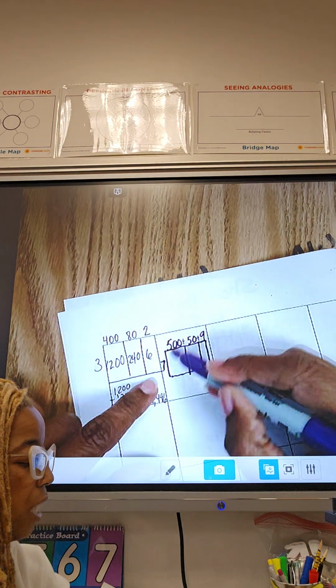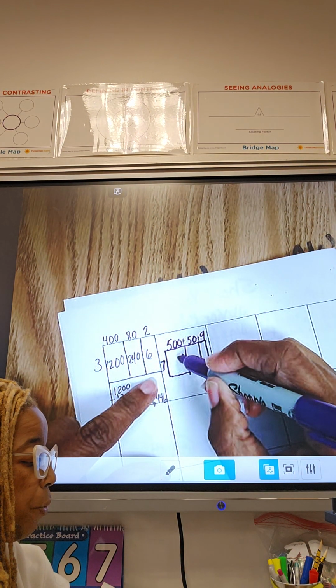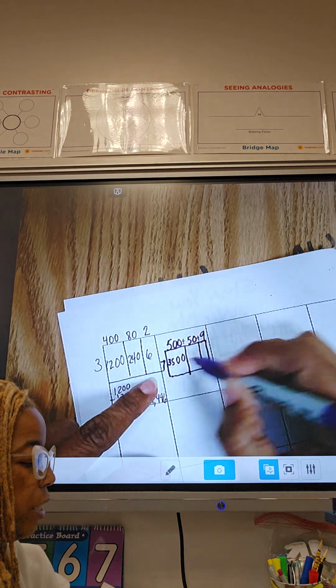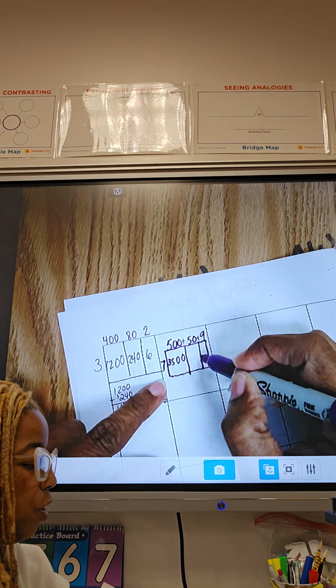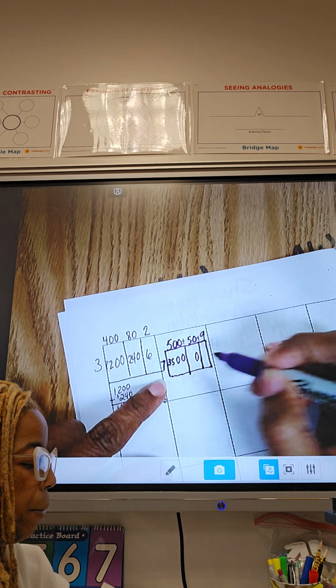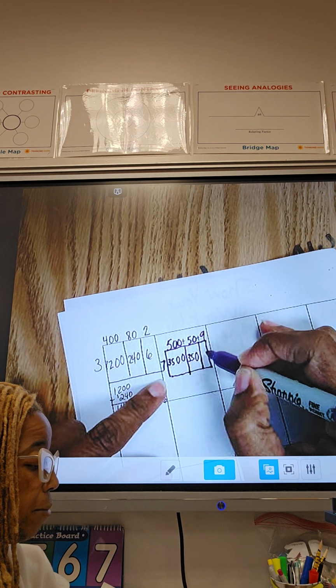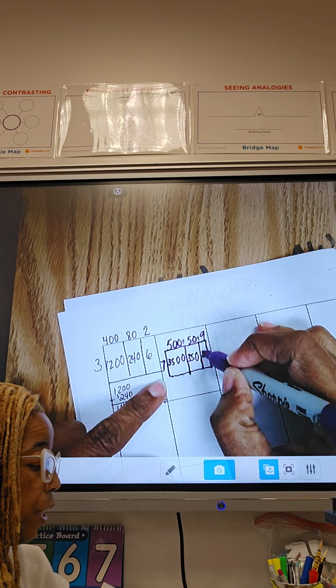All right, so 7 times 500, there's 2 zeros. Bring them on down. 7 times 5 is 35. Next box, 7 times 50, 1 zero. Bring it on down. 7 times 5 is 35. And then 7 times 9 is 63.